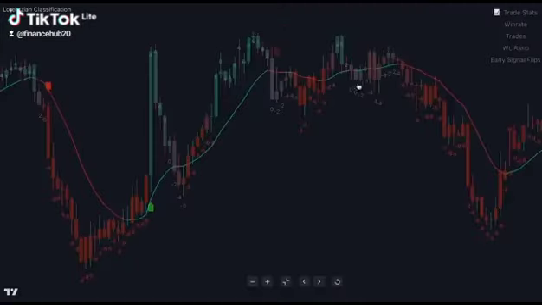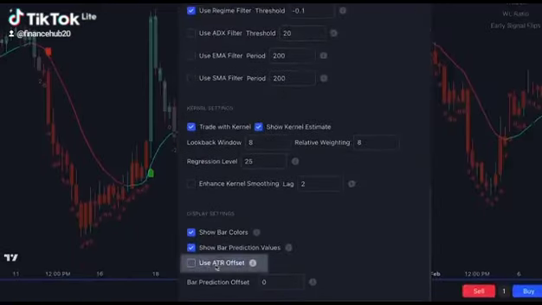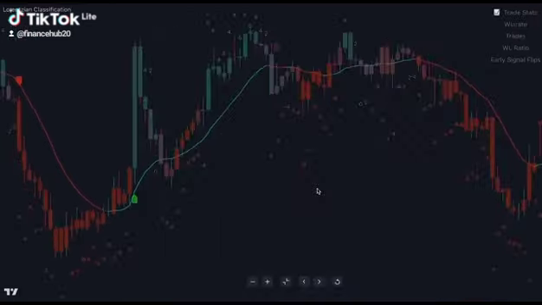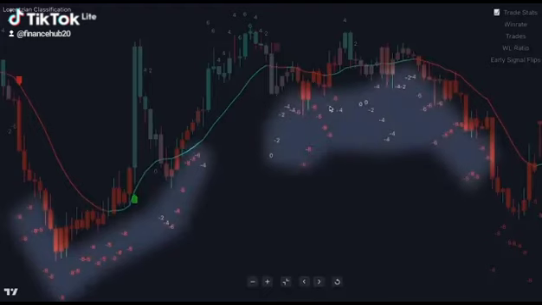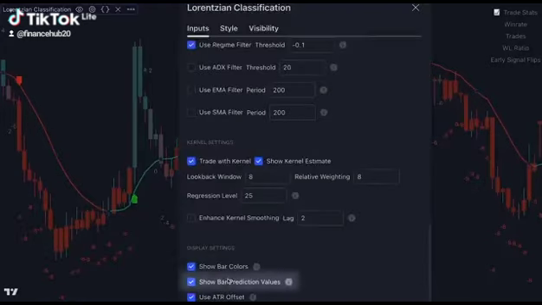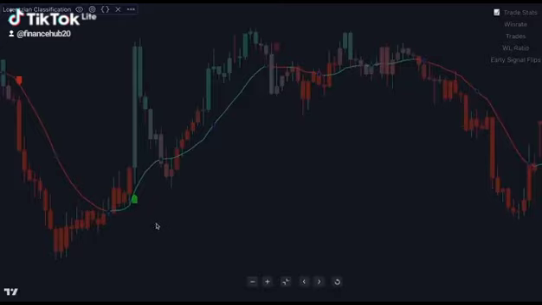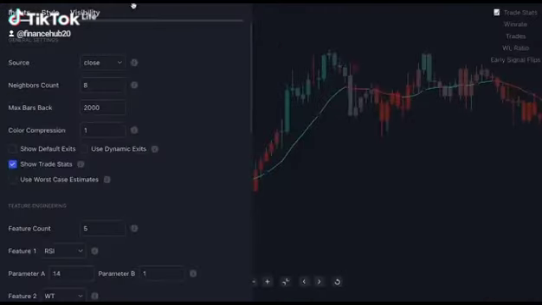signal. If these numbers seem confusing to you, what you can do is go into Settings and enable ATR Offset. This will push the numbers away from the bars, so you might be able to see them more clearly. You also have the option to uncheck Show Prediction Values if you would just not like to see the numbers at all.